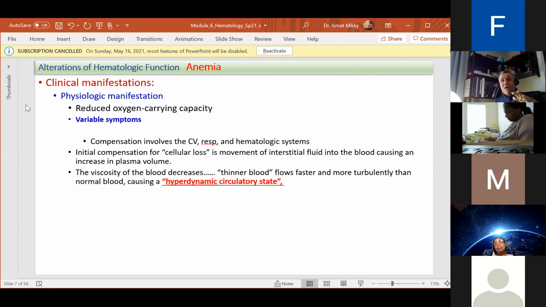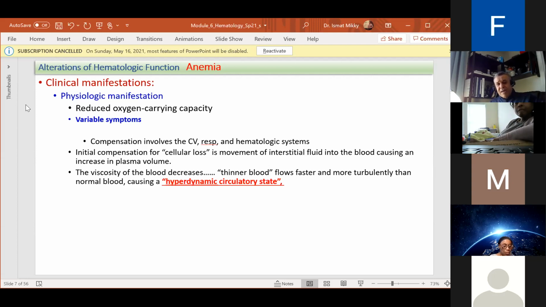So we have to correct the anemia to prevent the heart from going into dilatation. And eventually patients with chronic anemia may end up with heart failure. We call this high output heart failure. So keep this in mind. Remember this when we go to the cardiovascular. When we cover the cardiovascular, we refer to the heart failure, and we say high output heart failure.